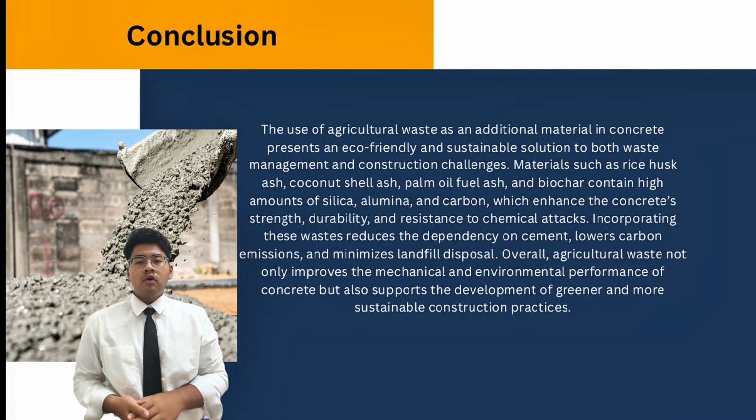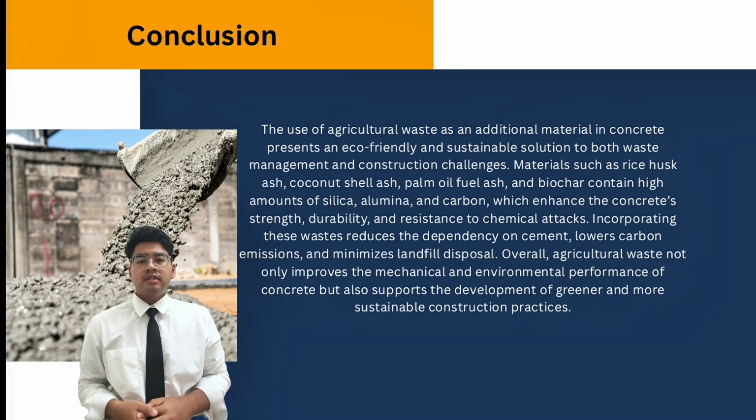Using agriculture waste in concrete offers an eco-friendly solution to reduce cement use, carbon emission and landfill waste. Materials like rice hull ash, coconut shell ash, palm oil fuel ash and biochar enhance concrete strength, durability and chemical resistance, promoting greener and more sustainable construction practice.